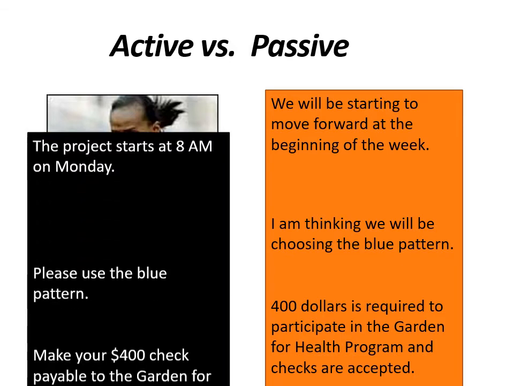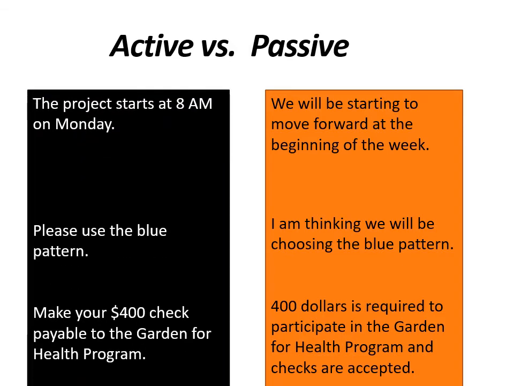Better phrasing would be, "The project starts at 8 a.m. on Monday." That's clear, straightforward. You know exactly when it's starting and what is starting. "Please use the blue pattern." That's direct, right to the point. We know what to do. "Make your $400 check payable to the Garden for Health program." Very clear and filled with action.